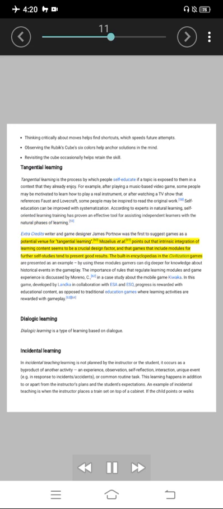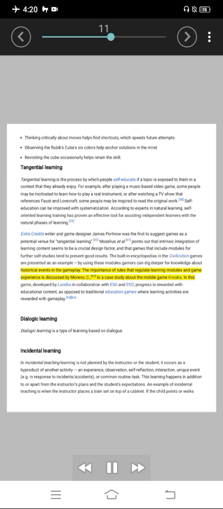60. Moselius et al. 61 point out that intrinsic integration of learning content seems to be a crucial design factor, and that games that include modules for further self-studies tend to present good results. The built-in encyclopedias in the Civilization games are presented as an example. By using these modules, gamers can dig deeper for knowledge about historical events in the gameplay.